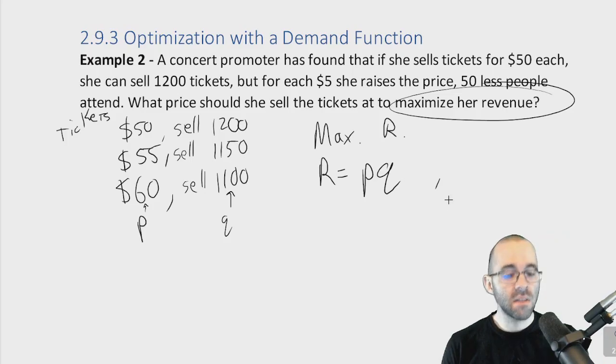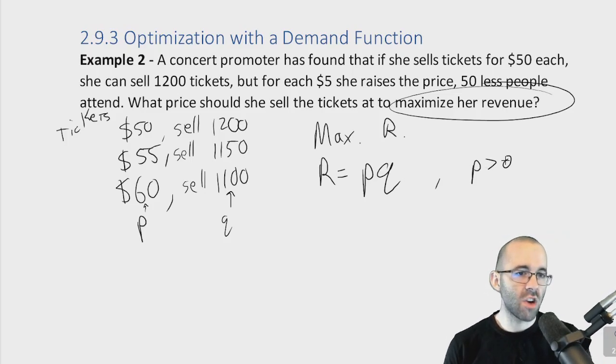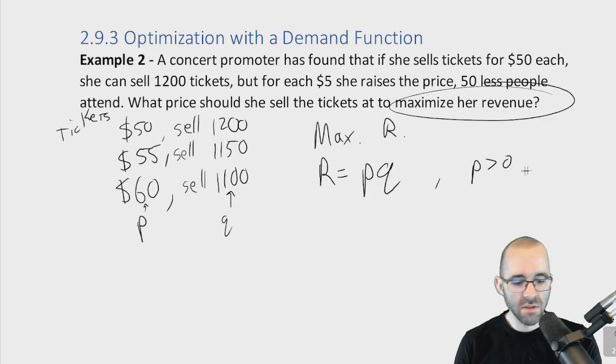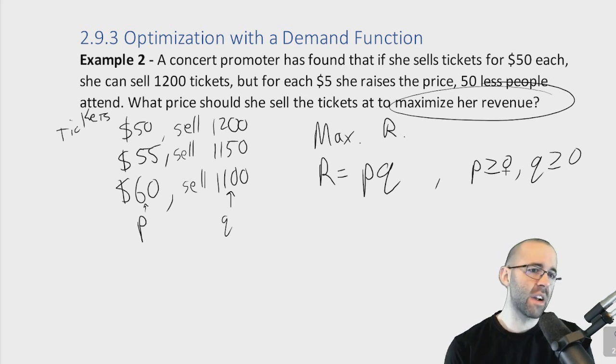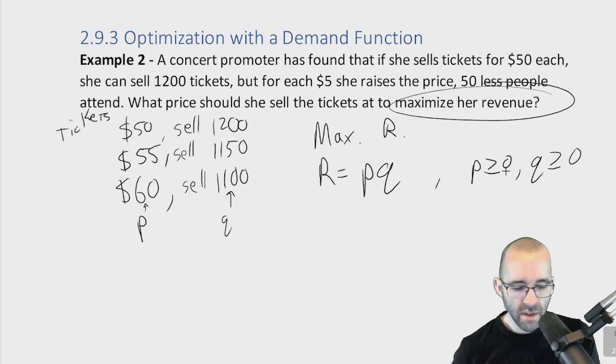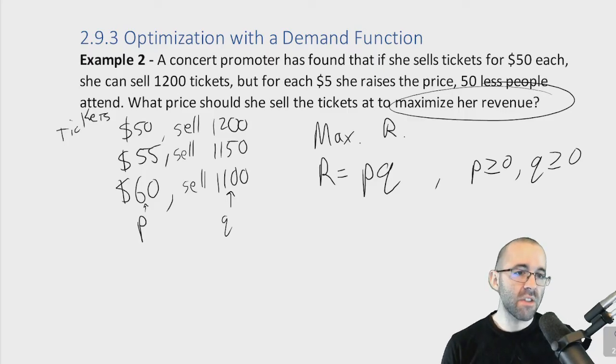What's our domain? Well, we can't charge $0 or negative dollars. And we're not going to have negative people. I guess we could sell 0 tickets, so 0 is included here. All right, there we go. That's our domain. These are the numbers that make sense.